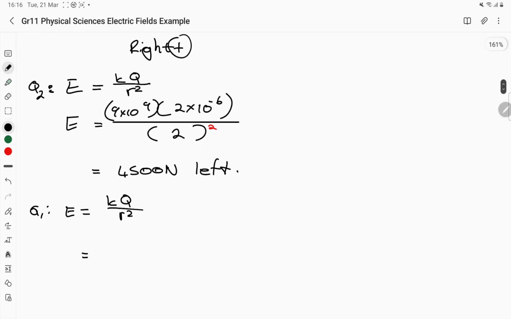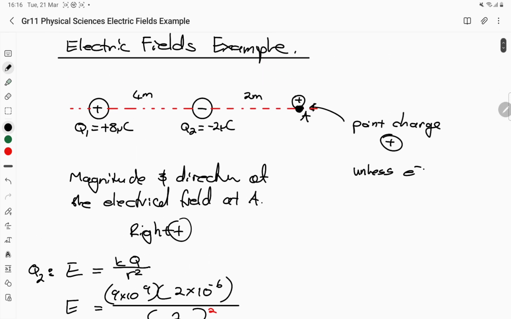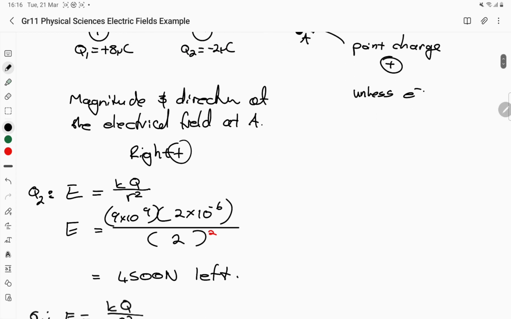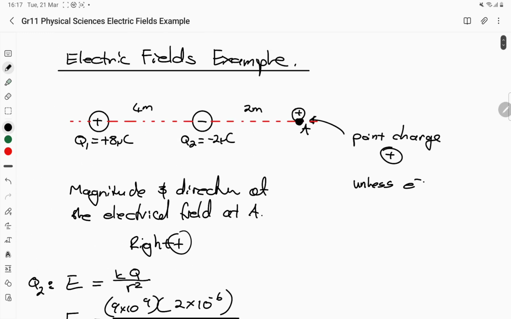So we have E, the electric field, is equal to 9 times 10 to the 9 multiplied by the charge of Q1, which is 8 times 10 to the negative 6. Remember, we don't care about the plus or minus there. And that's all over r squared. The distance between Q1 and A, isn't it 4 plus 2? It is 6 meters to A. So we have 6 squared, and then we get 2,000 newtons. But now we have to indicate direction.